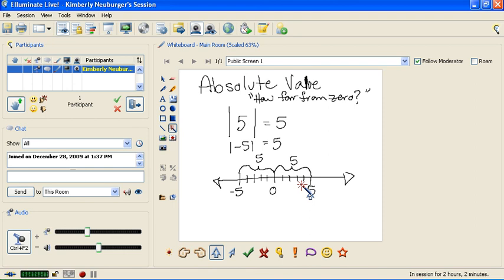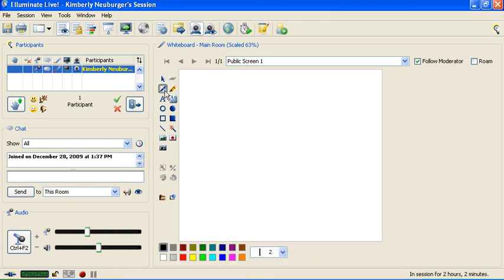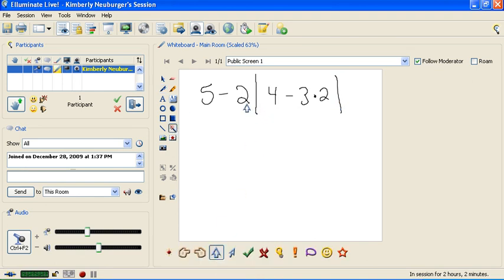Now, these absolute value symbols, if there's more than one value inside, can also act as a grouping symbol just like parentheses. So we need to complete what's inside them before we actually ask our question of how far from 0. So we might have something like 5 minus 2, and then absolute value symbol, and then 4 minus 3 times 2, like that. Now, when you see the absolute value symbol right next to a number like this, it means multiply. Keep in mind that you have to multiply before you can subtract.